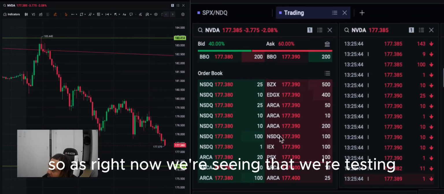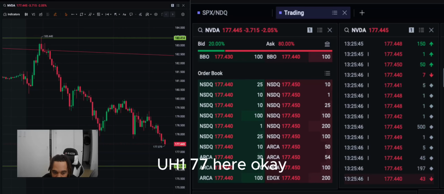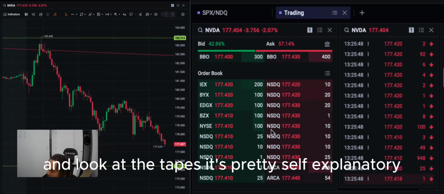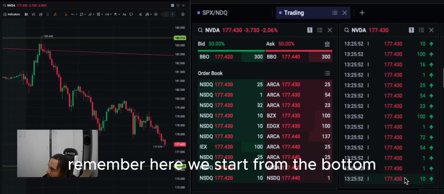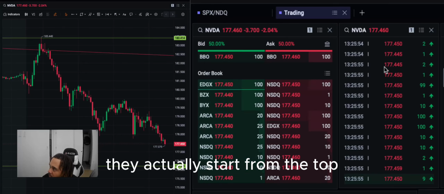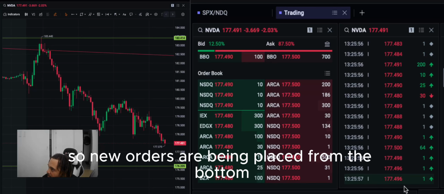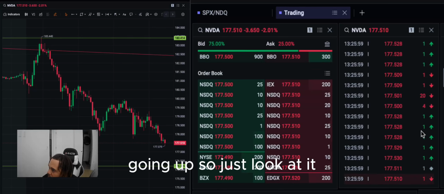So as of right now, we're testing 177 here. Okay, and look at the tapes. It's pretty self-explanatory. Remember, here we start from the bottom. Most brokers start differently. They actually start from the top, but we're starting from the bottom. So new orders are being placed from the bottom going up. So just look at it.